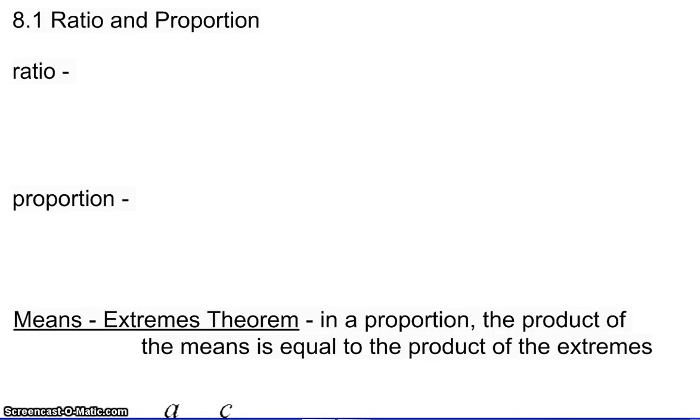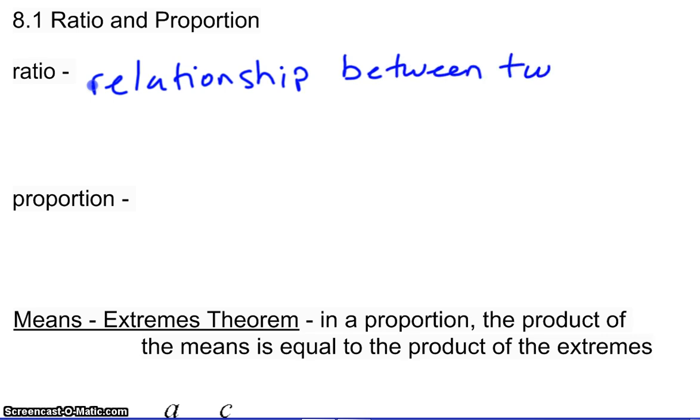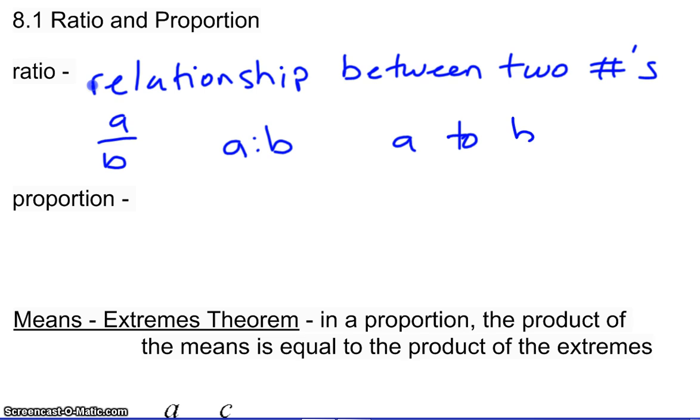Right, today we're going to talk about section 8.1, which is dealing with ratios and proportions. First off, we need to talk about what a ratio and a proportion are. A ratio is a relationship between two numbers, and it is expressed in a couple different ways. It can be expressed as a fraction, or a to b. And a proportion is two ratios set equal to each other.